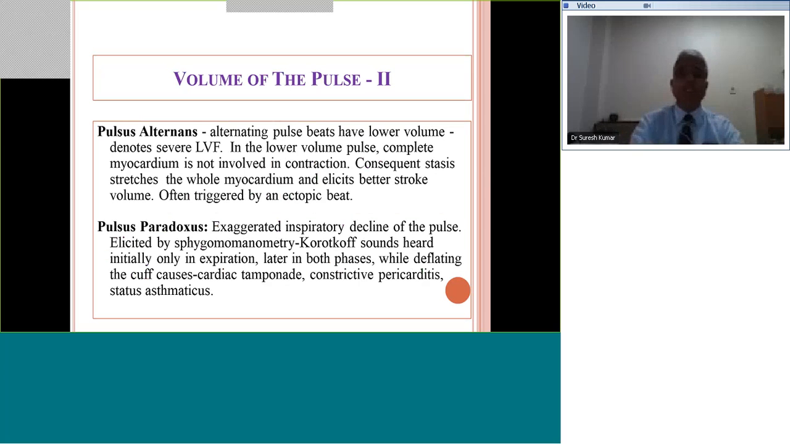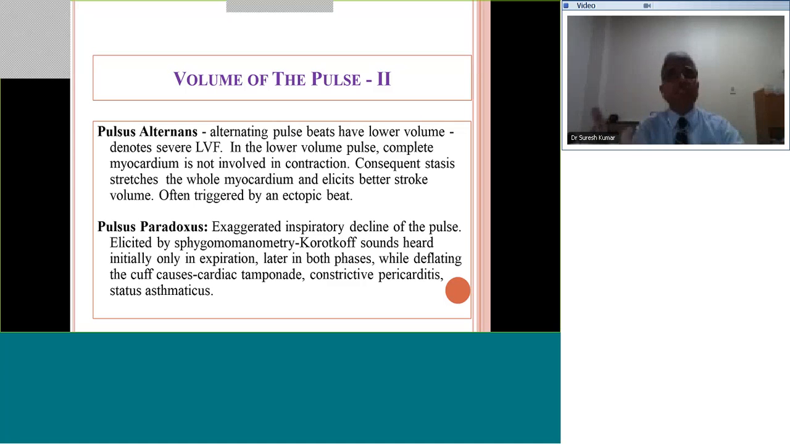What is pulsus alternans? Alternating beats are of lower volume. This occurs when there is severe left ventricular failure. What happens is, in the lower volume pulse, the entire myocardium is not involved in contraction. As a result, there is a stasis in the next diastole, and this stasis stretches the whole myocardium and elicits a better stroke volume. This may be triggered by an ectopic beat. So remember, things are fine. Suddenly there is an ectopic beat. You would expect the volume to come down, and you would expect the next volume to be higher.